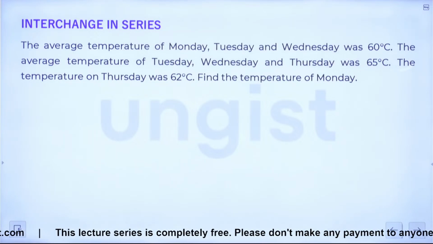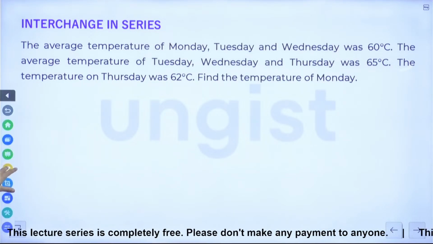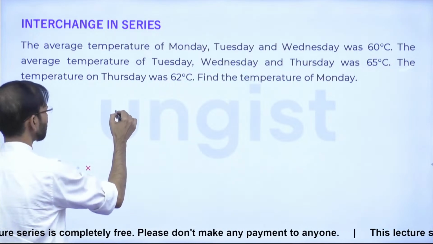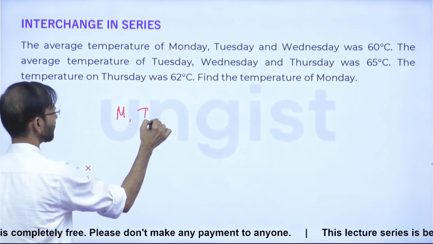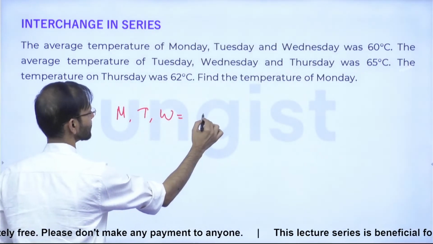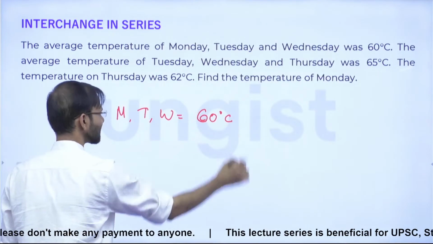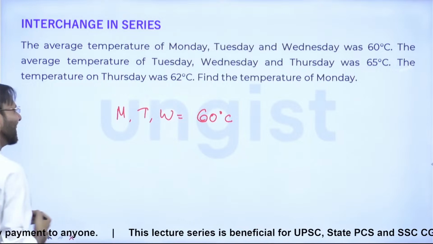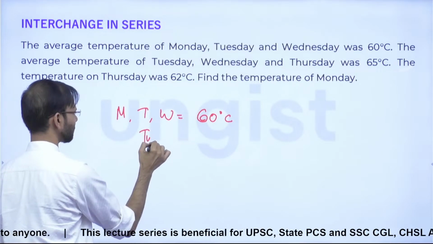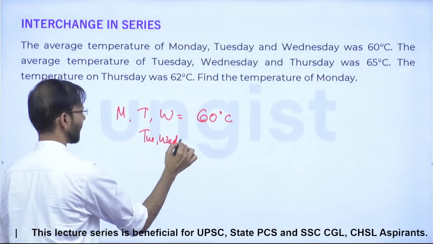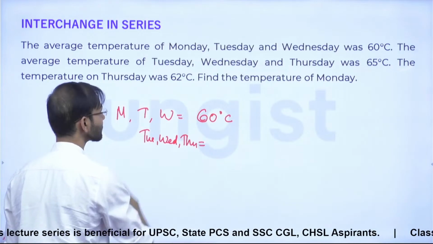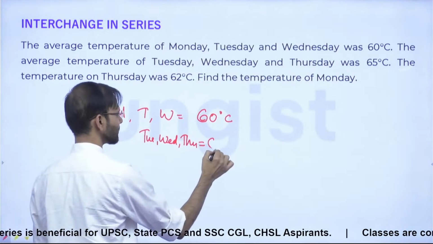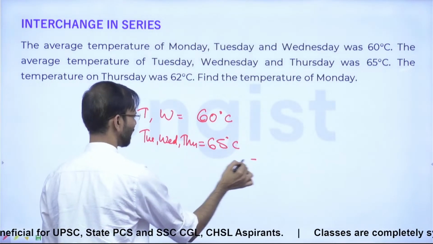The average temperature of Monday, Tuesday and Wednesday is 60 degrees Celsius, and the average temperature of Tuesday, Wednesday and Thursday was 65 degrees.